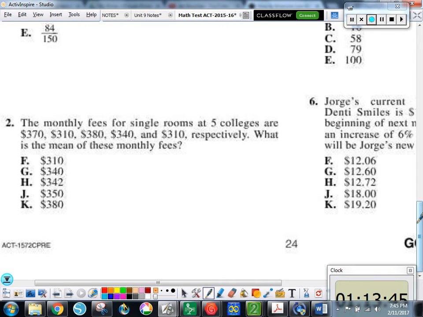Number 2: the monthly fees for single rooms at 5 colleges are this, and this, respectively. What is the mean of these monthly fees? Again, this is asking something very quick. The mean means the average. So if you want to find the average, you add these all up and divide by 5 because there are 5 there. I don't know what my calculator is saying, so hurry and beat me to it.